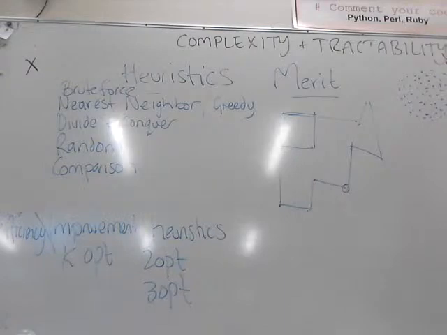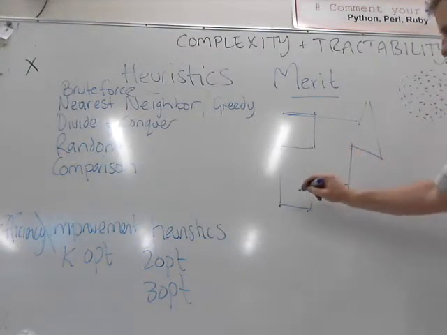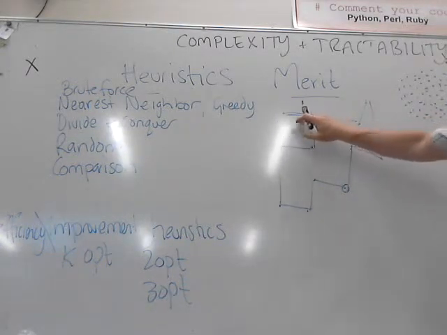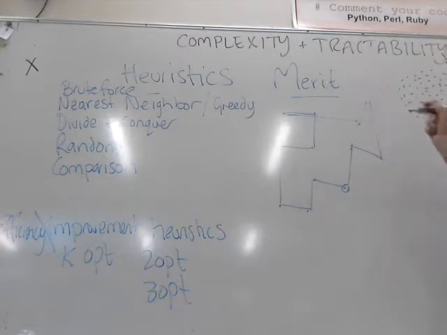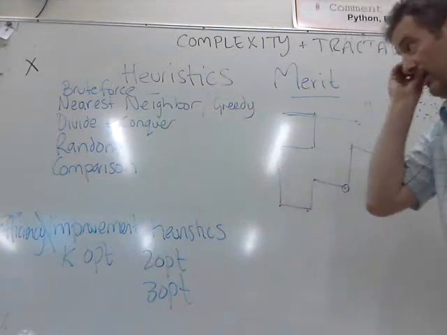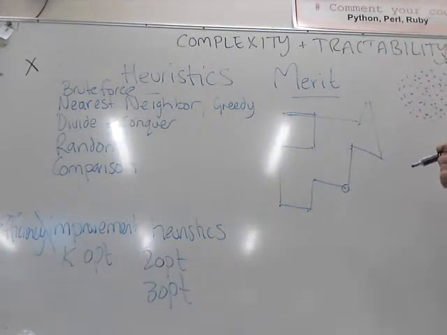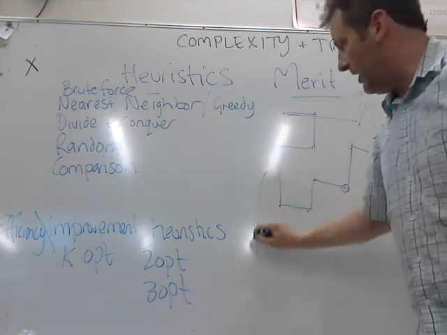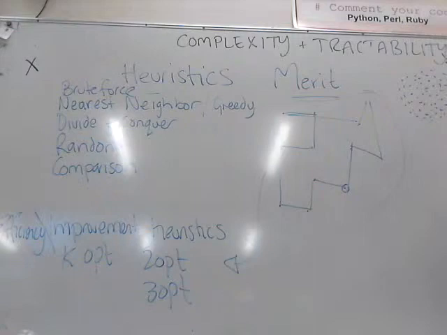So the nearest neighbor is an algorithm that looks for the closest point to the starting location or to the location that you're currently at, and then it will navigate its way through. Occasionally, however, you will end up with these crossover points where it comes back on itself, which is not efficient, but it is still more efficient than trying every single possible solution. I'm going to leave this one on the board because we're going to come back to this nearest neighbor when we hit these improvement heuristics down here.